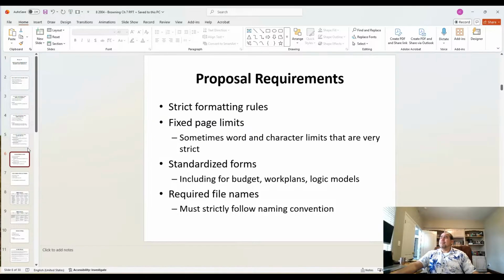You have standardized forms for budget, work plans, and logic models. I'm going to give you some examples here, but they're not fully drawn out examples. Sometimes a budget could be 50 lines. A logic model is generally only 1 page. A logic model is 1 page. But a work plan could be 5 or 6 different pages, right? And so we'll talk a little bit about that.